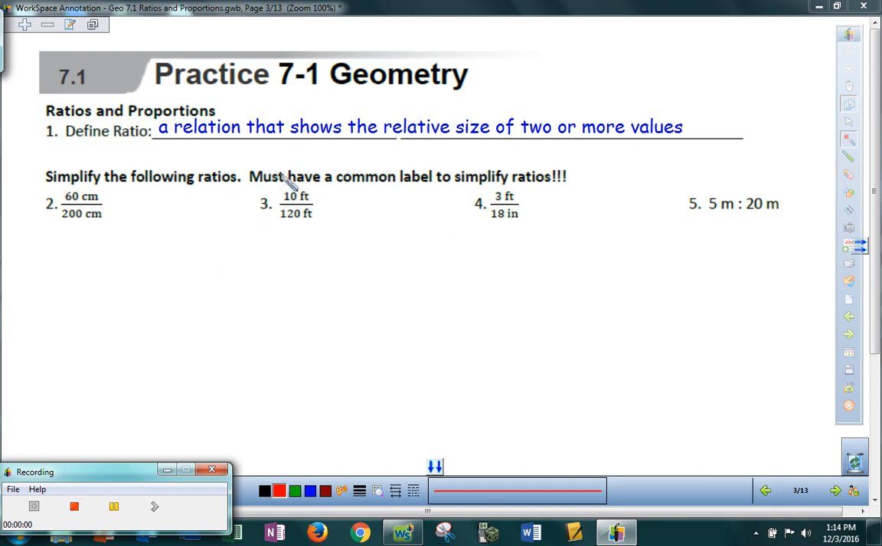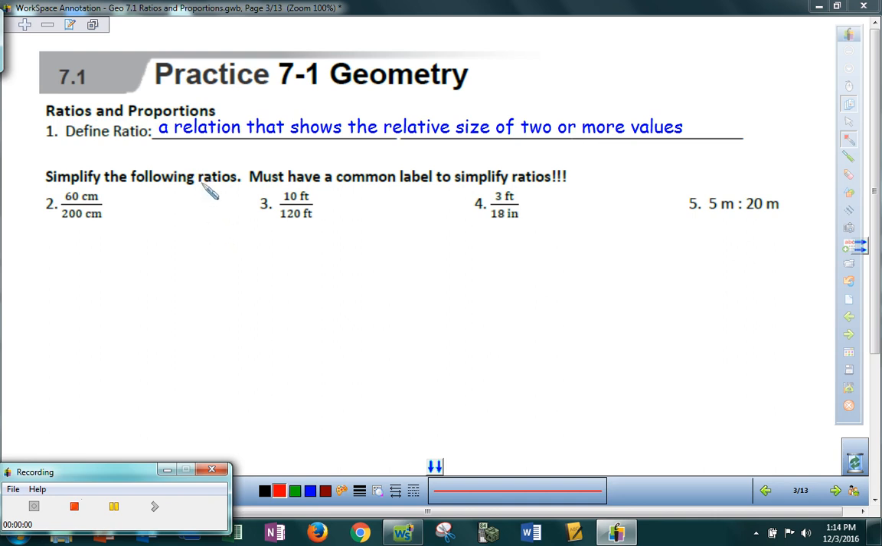One common example of this in math is slope on a graph. Slope is rise over run, or the change in the y's over the change in the x's. Okay, and so what we're doing there is comparing how much rise we have to how much run on our graph.